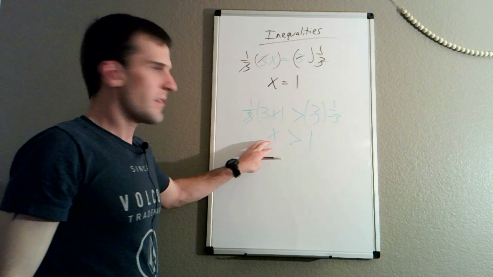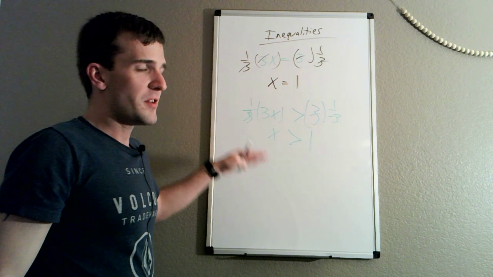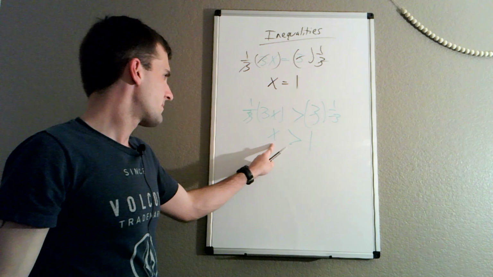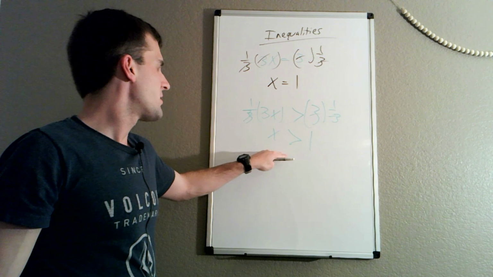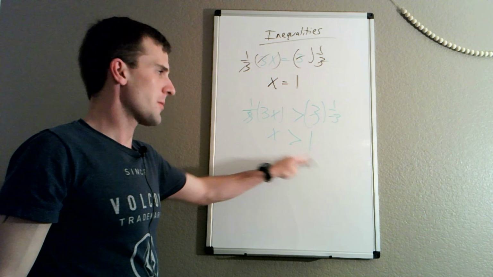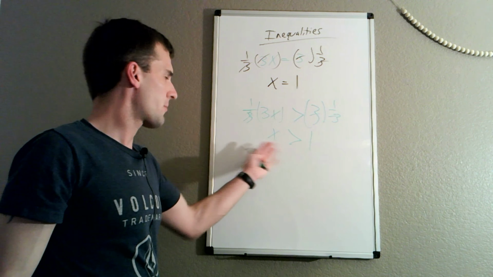So again, x is not a single value. You could plug in an infinite amount of values into x and make this inequality true. So if we put in 2, we would see 2 is greater than 1. 3 is also greater than 1. It's a whole family of values. And we represent this with interval notation.